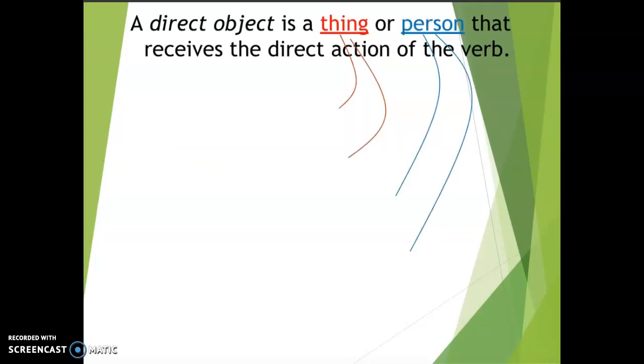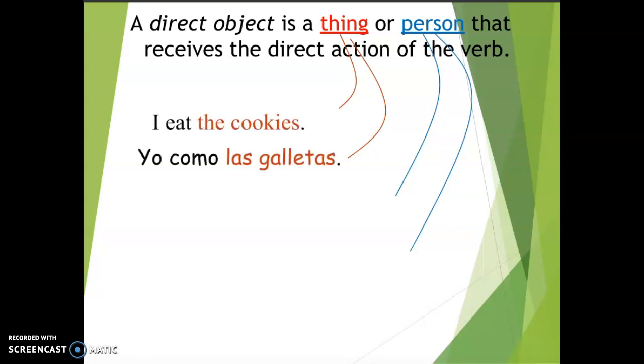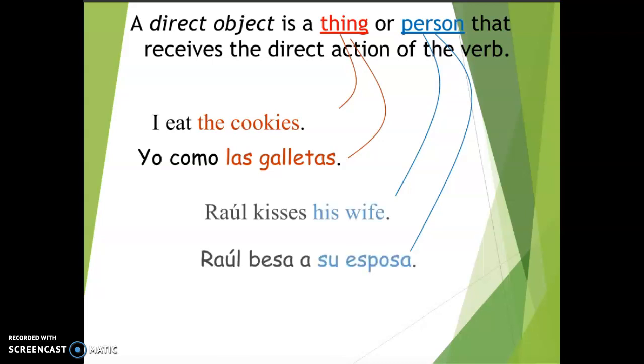What is a direct object pronoun? A direct object is a thing or a person that receives the direct action of the verb. Okay, so in this example, we have I eat cookies. In Spanish, that translates to Yo como las galletas. Okay, so las galletas or the cookies, it is the thing that is receiving the direct action from the verb, which in this case is eat or como.